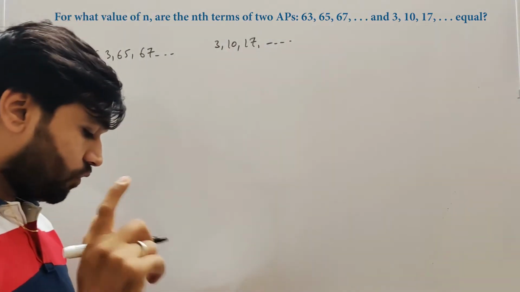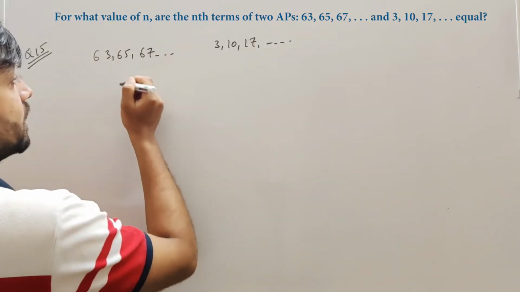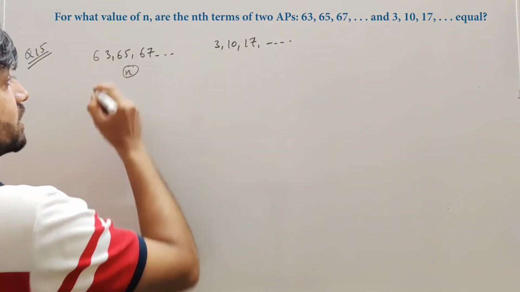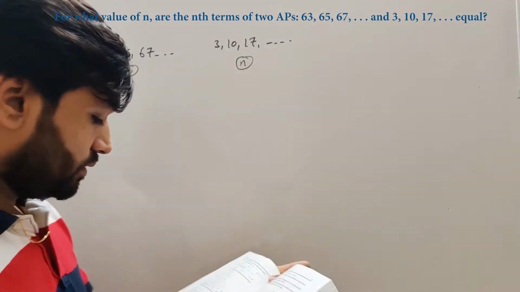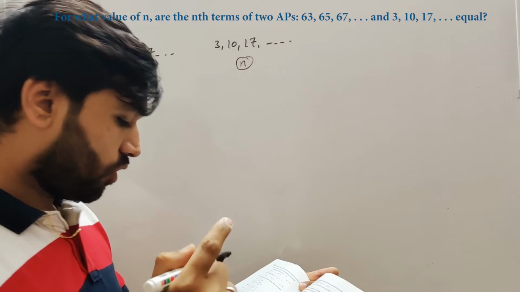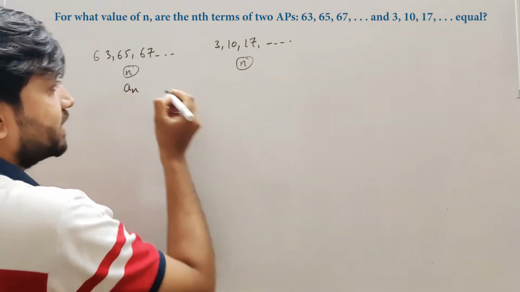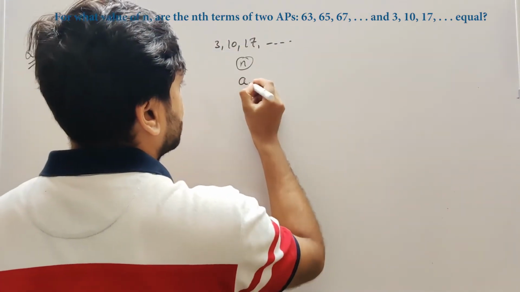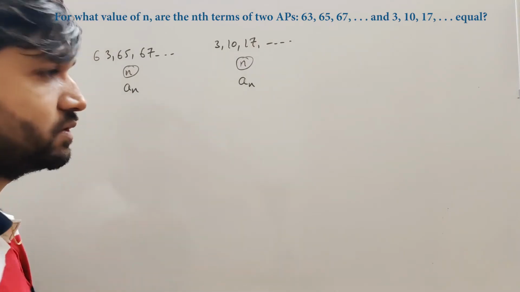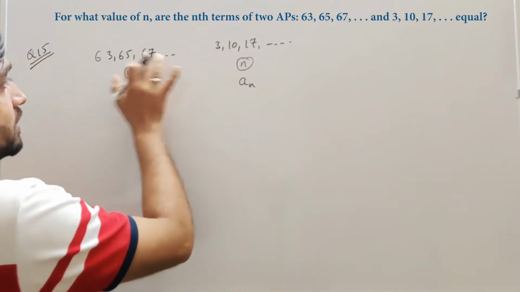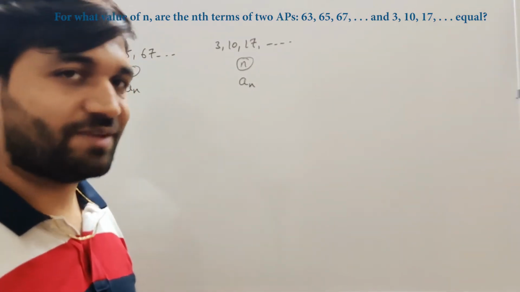The question is, for what value of n are the nth terms of the two APs the same? That means we compare the same term number in both. For what value of n, the nth term of the two APs are equal. The nth term here, which we denote by an, and the nth term here as well, are equal. What is the nth term? It is given by the formula a plus n minus 1 into d. Here as well, it is given by the same formula.